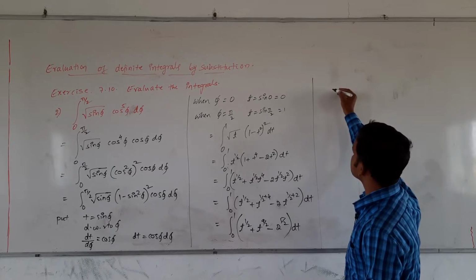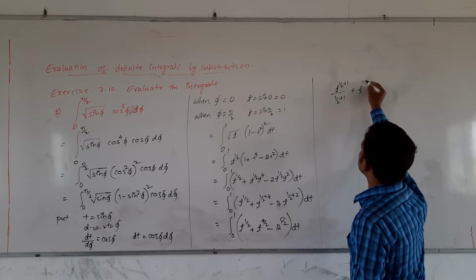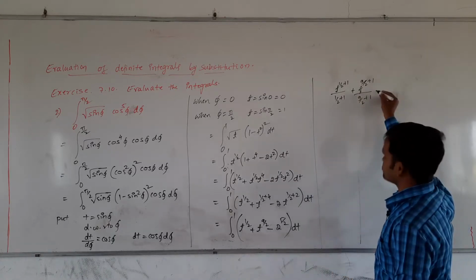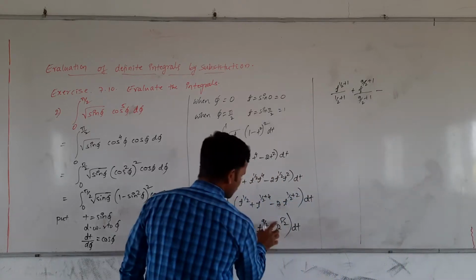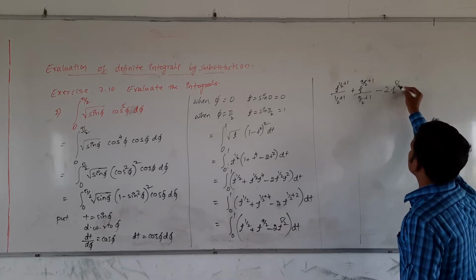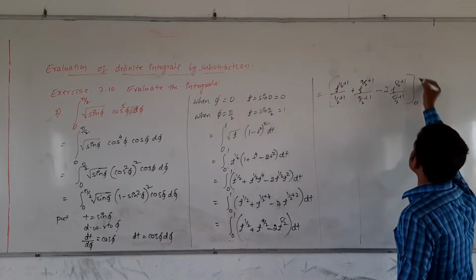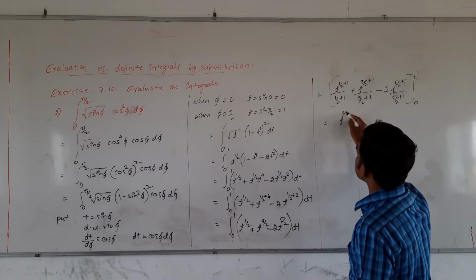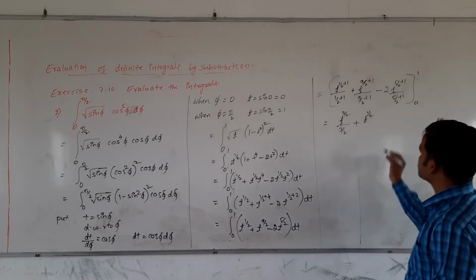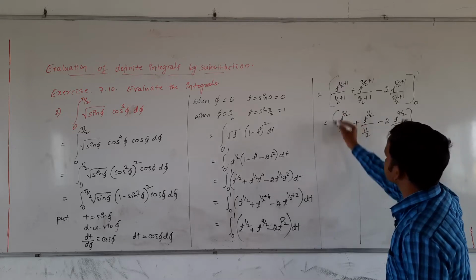t raised to 1 by 2 integration is t raised to 1 by 2 plus 1, by 1 by 2 plus 1, plus t raised to 9 by 2 integration is t raised to 9 by 2 plus 1, by 9 by 2 plus 1, because these are all in the form of x raised to n. Minus 2 into t raised to 5 by 2, the 2 is outside, that is t raised to 5 by 2 plus 1 by 5 by 2 plus 1, from 0 to 1. Now t raised to 1 by 2 plus 1 is 3 by 2 by 3 by 2, plus t raised to 11 by 2 by 11 by 2, minus 2 into t raised to 7 by 2 by 7 by 2, from 0 to 1.